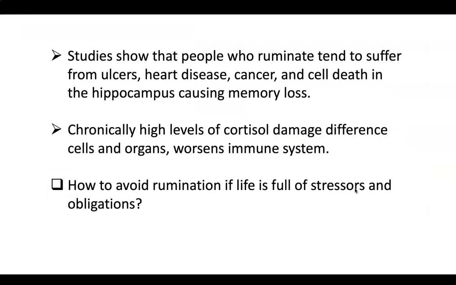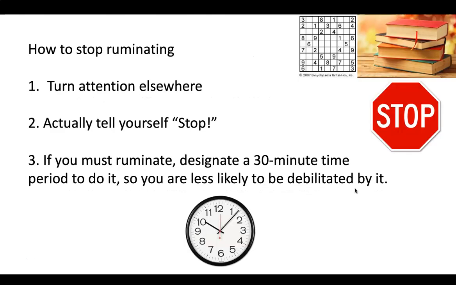So basically, there are studies that show that people who ruminate tend to suffer more from ulcers, heart disease, cancer, cell death in the hippocampus, and a whole range of things like that. We see that, like I said, rumination tends to lead to more cortisol. So how do we avoid this? How do we avoid rumination if our life is full of stressors and obligations, which, as I said, cause a certain amount of stress?